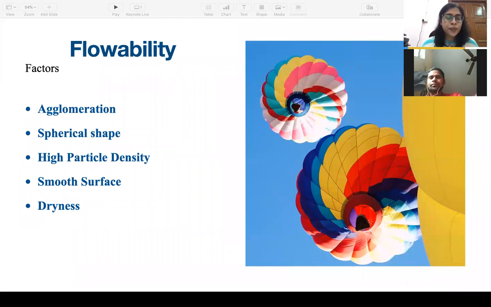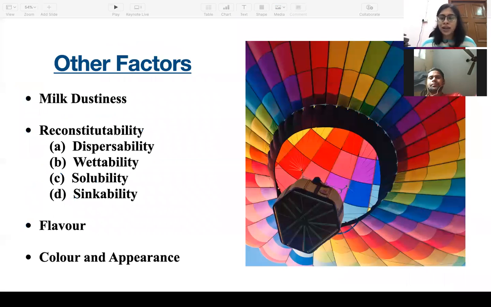So, is this clear? Flowability? Yes, ma'am. Now we'll go to the next slide. Other factors include milk dustiness. As you can see, it is dust. What happens in dust is that when particle size is very small, it goes into the air, which forms dust. This is clear. It's a very basic concept.